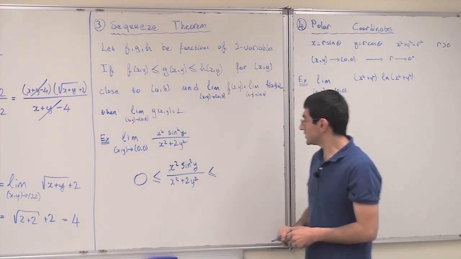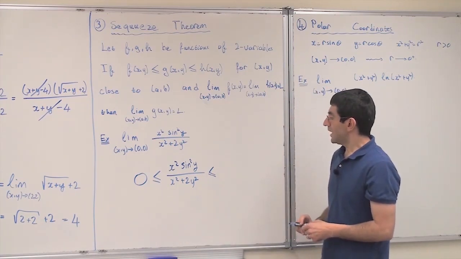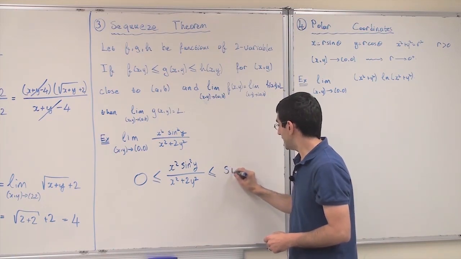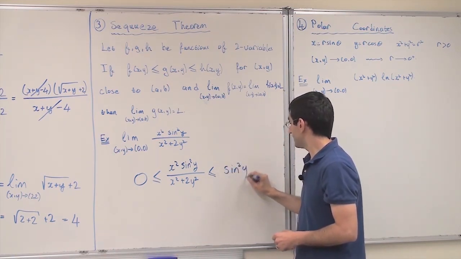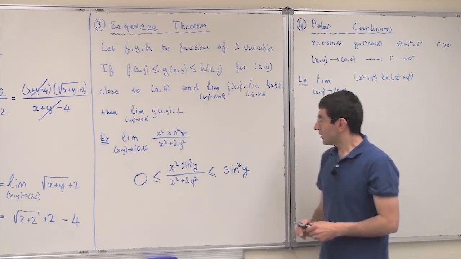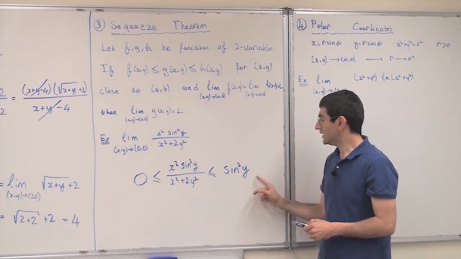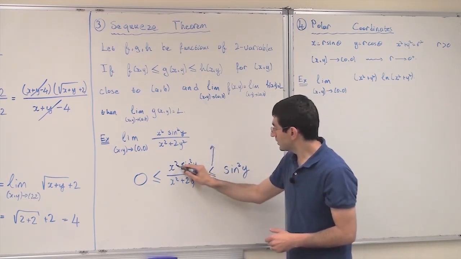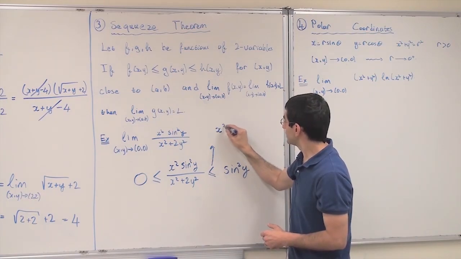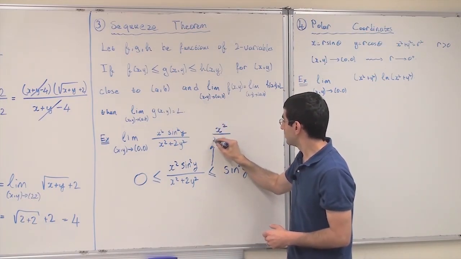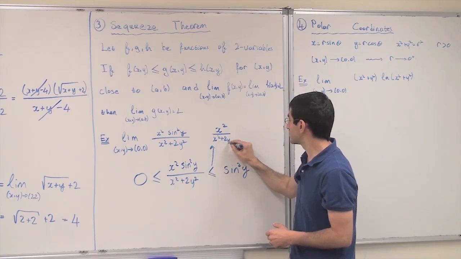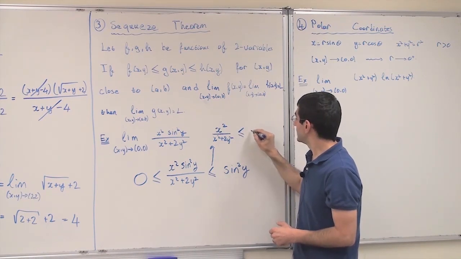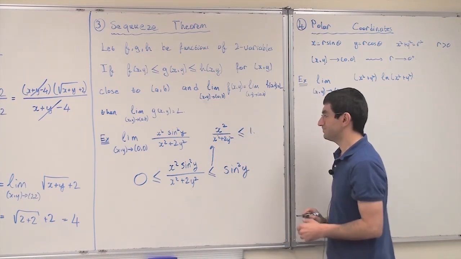To find a function which is greater than ours, I'm going to do the following observation. So first, let me write a function which is greater or equal to our function sine squared of y. And why do we have this result? Because we observe that x squared over x squared plus 2y squared is always less than 1.